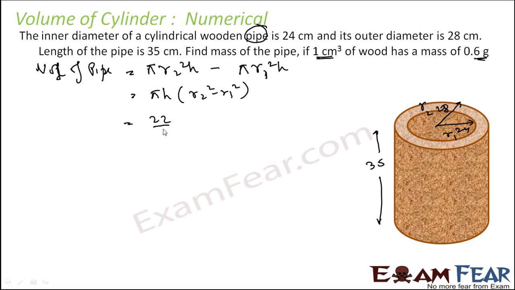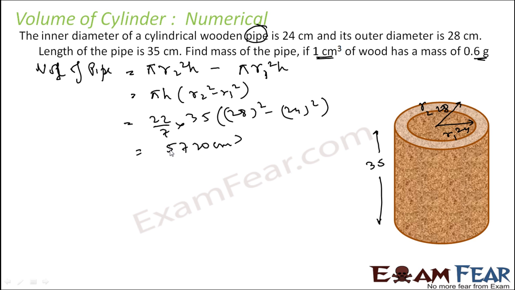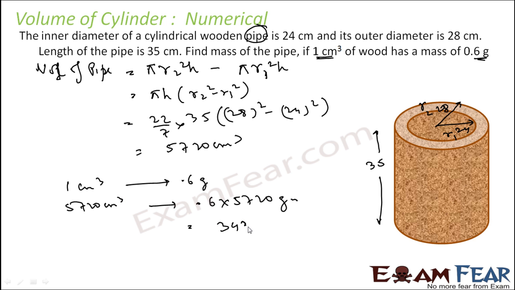Put the values. Pi is 22 by 7, h is 35, r2 is 28 square minus r1 is 24 square. You solve this, you get 5720 centimeter cube is the volume of the pipe. So 1 centimeter cube implies 0.6 gram. So 5720 centimeter cube will imply 0.6 into 5720 gram. That is nothing but 3432 gram. If you want to convert to kg, this is 3.432 kg.